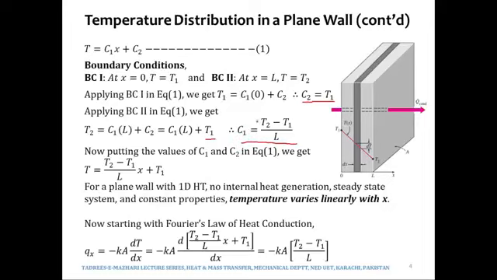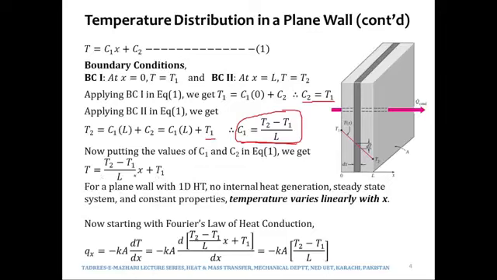Now we have found out the values of C1 and C2. See, C2 and C1 are both in terms of known quantities. We know T1, we know T2, and we know the thickness of the wall. So there is no variable or any unknown quantity in here. So if we then put C1 and C2 back in equation 1, T would be equal to C1x, where C1 is T2 minus T1 over L, and C2 is equal to T1. So in place of C2 we have written T1.